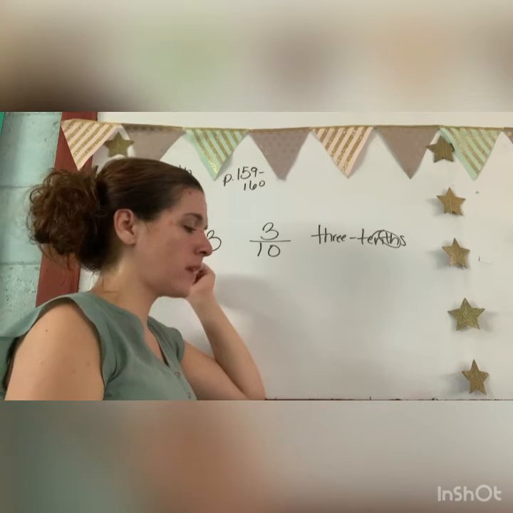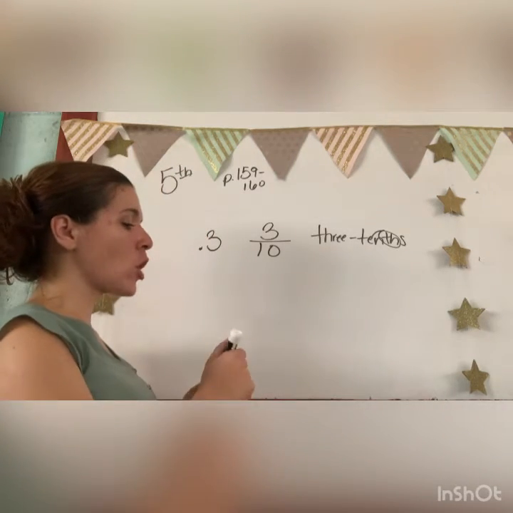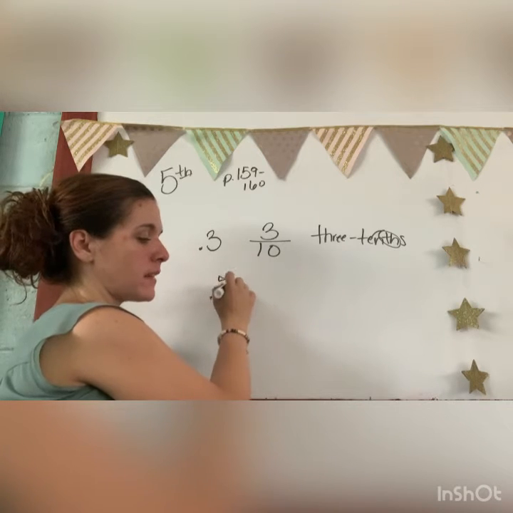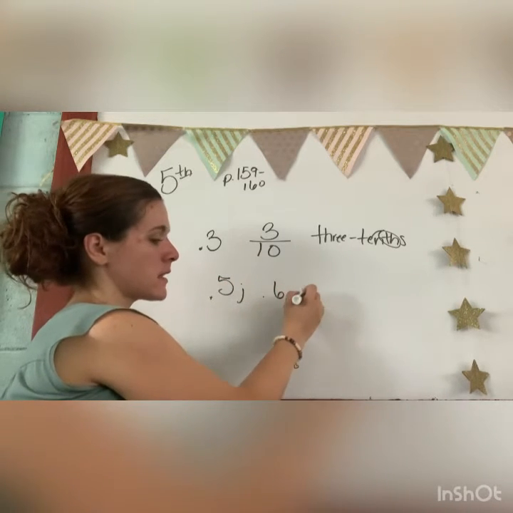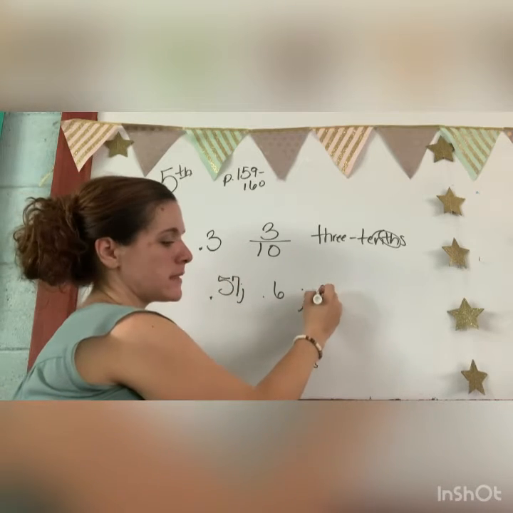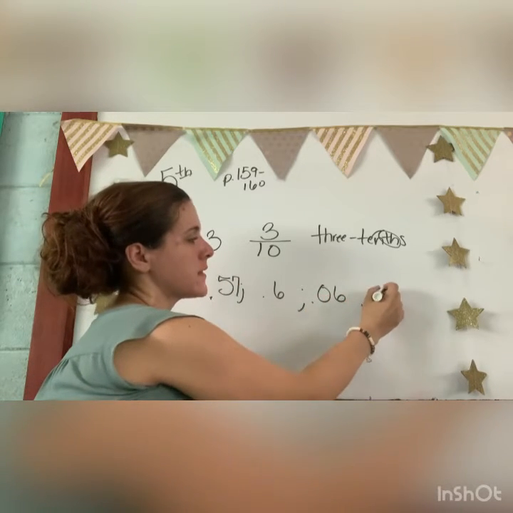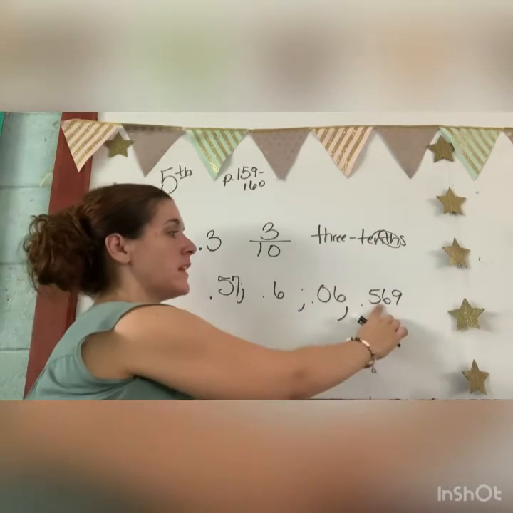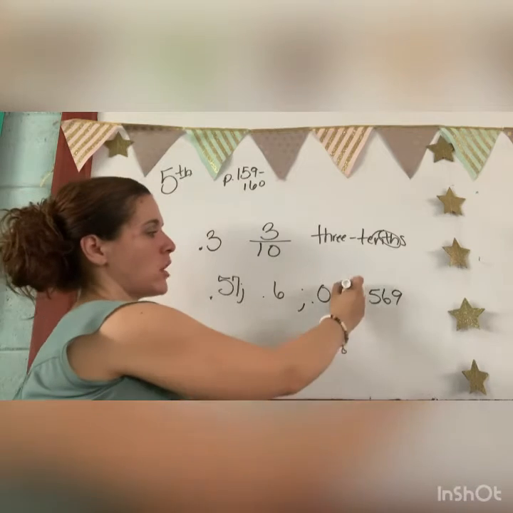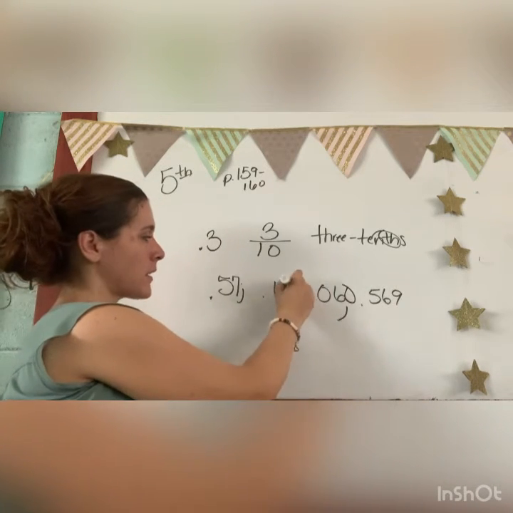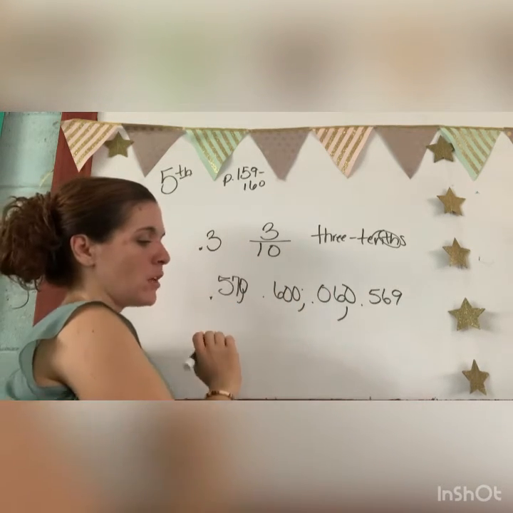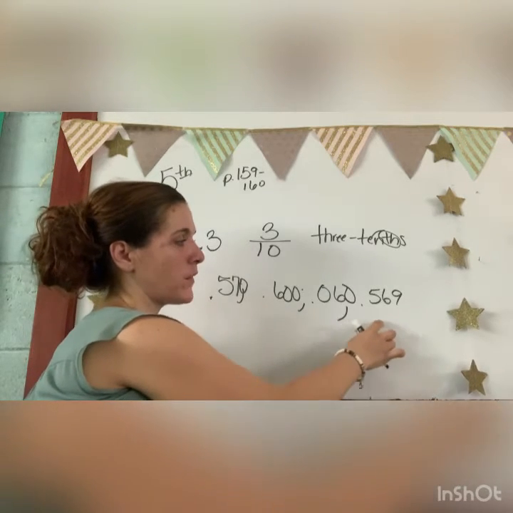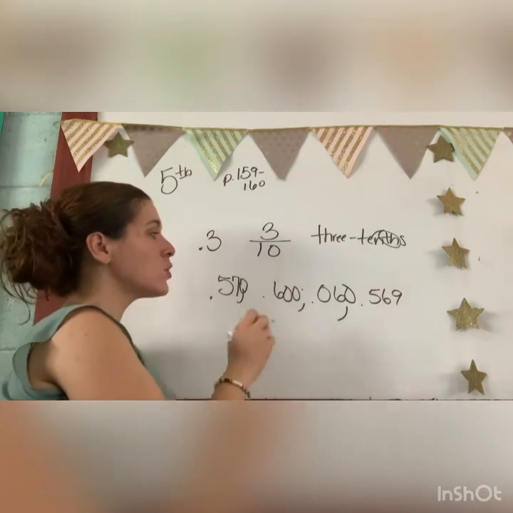Look at number 2. This one, you have to show me the process. Look at letter A. You have 0.57, 0.6, 0.06, 0.569, right? So what do you have to do? This one has 3 numbers after the decimal point, so now you have to put 3 numbers after the decimal point for each one of them. So it has to be 0.570, 0.600, 0.060, 0.569, because then you can put them in order.